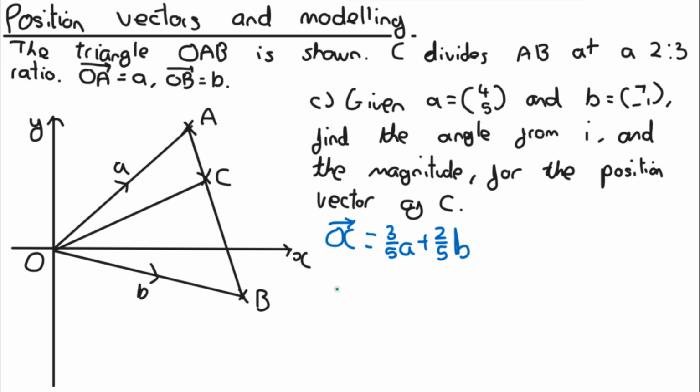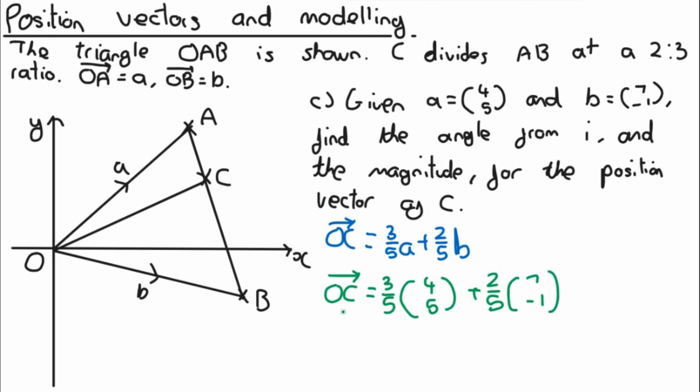Okay, so for part C, as it gives us A and B, we can now figure out the exact value for OC. So OC is equal to 3/5, and then A is 4/5, and then plus 2/5, and then 7, and then minus 1. Look back in the last video if you don't know how to times a vector by coefficients, but it's pretty easy. It's just going to be everything times by whatever's in front.